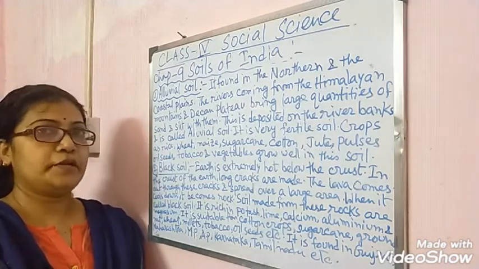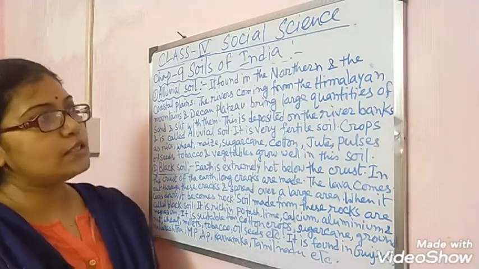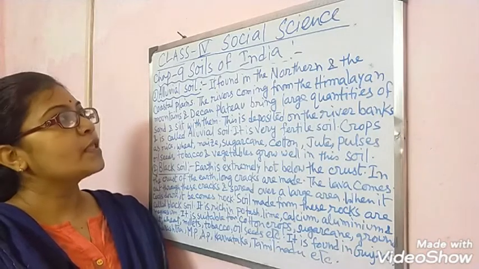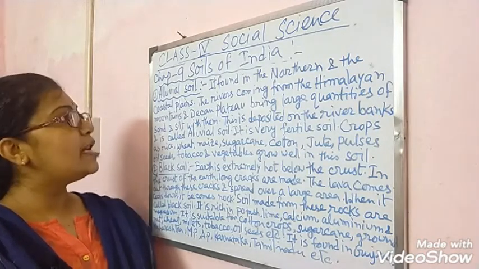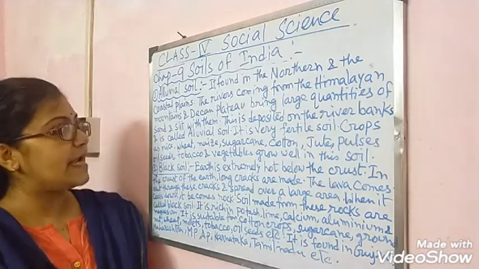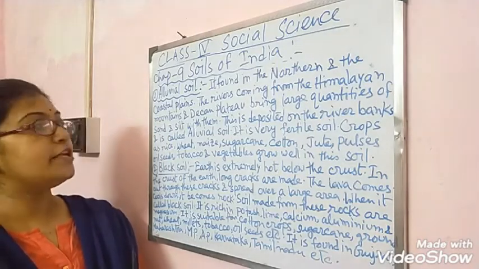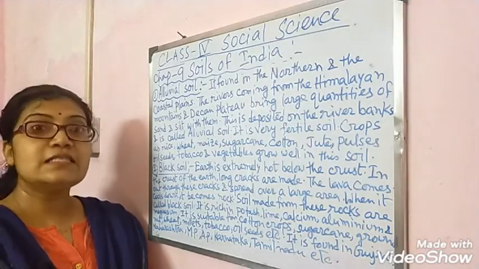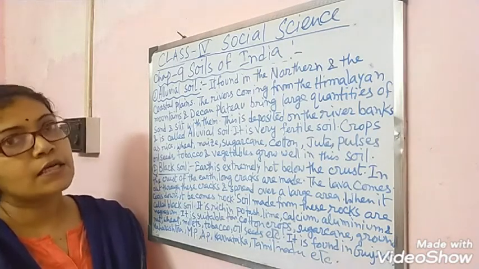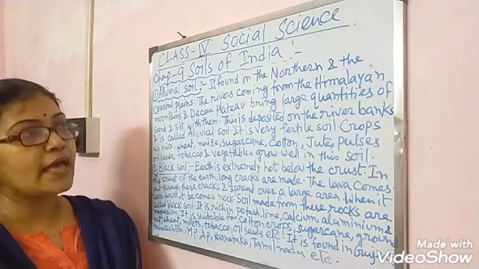First, alluvial soil. What is alluvial soil? Alluvial soil is found in the northern and the coastal plains of India. The rivers coming from the Himalayan mountains and Deccan Plateau bring large quantities of sand and silt with them. This is deposited on the river banks and this deposited part is called alluvial soil. It is very fertile.